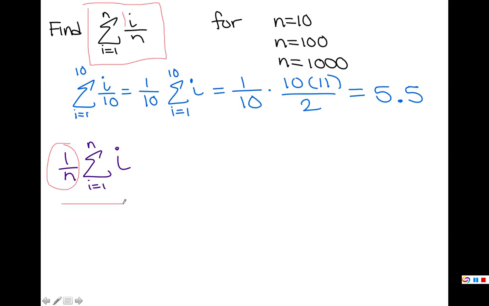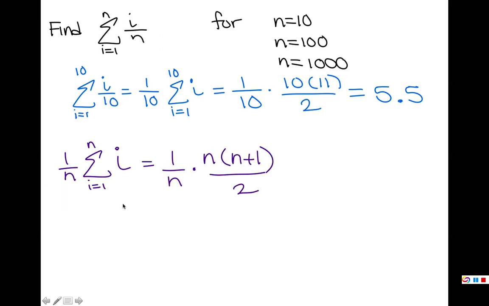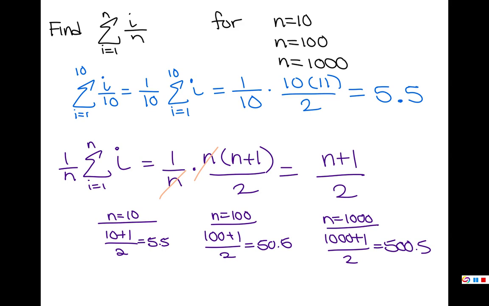Then I could use my formula. The formula for adding up i's is n plus 1 divided by 2. I could even simplify this. I could cancel some n's out. And I'm left with n plus 1 over 2. So I could do the work with the sigma notation and then plug the n's in, and I should get the same answers. Notice if you plug in 10, you get 5.5. You plug in 100, you get 50.5. You plug in 1,000, you get 500.5.